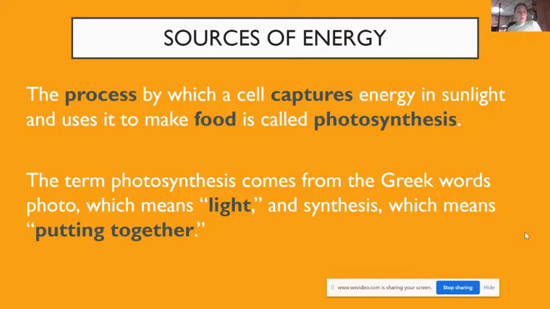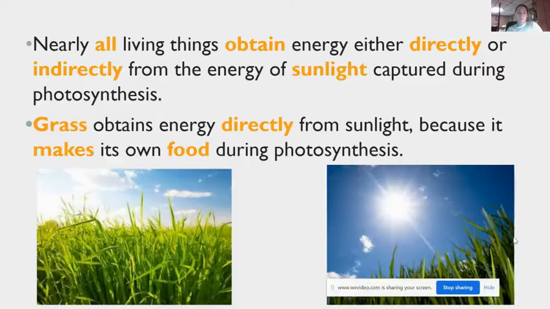So the first thing we talk about is the sources of energy. A process by which a cell captures energy in sunlight and uses it to make food is called photosynthesis. The term photosynthesis comes from the Greek words photo, which means light, and synthesis, which means putting together. Nearly all living things obtain energy either directly or indirectly from the energy of sunlight captured during photosynthesis. So grass obtains energy directly from the sunlight because it makes its own food during that process of photosynthesis.